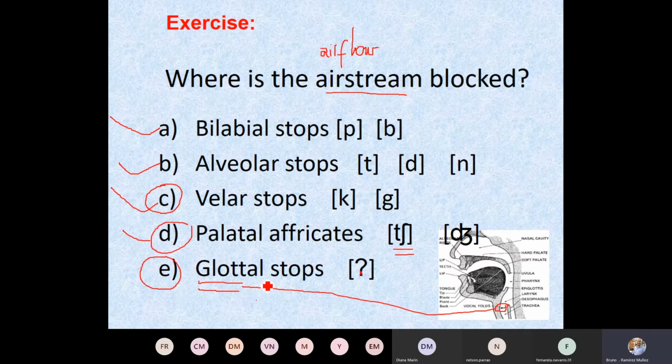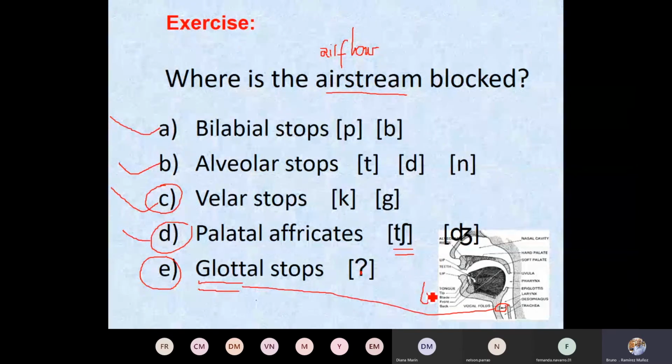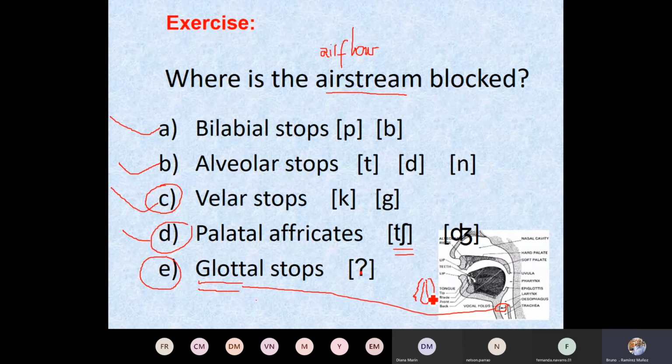So the name glottal comes from glottis. The glottis is the small opening. So you have the vocal cords here, you have the vocal cords here, and the space or gap in between the vocal cords is called glottis. So there, the glottal stop is articulated by blocking the airstream with the vocal cords, right?